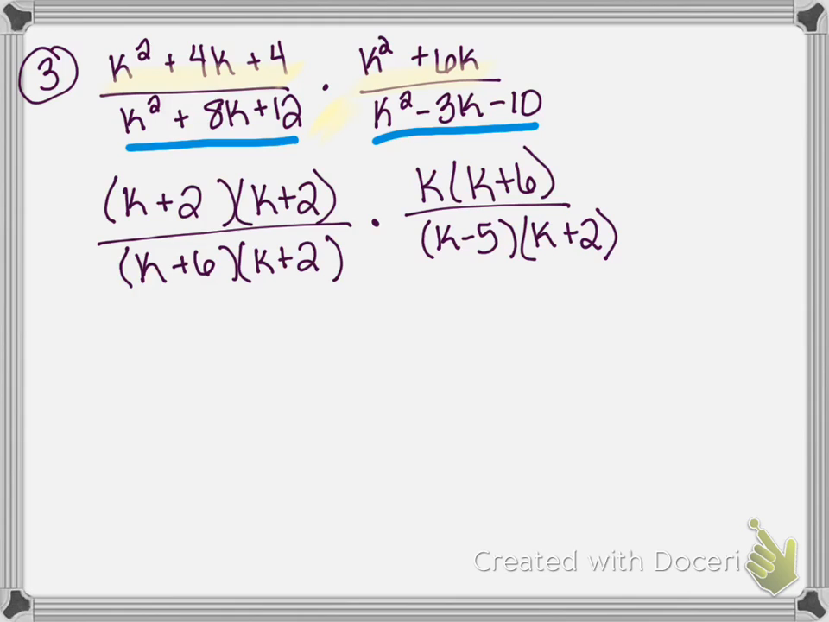Now, what you have done there is you have factored 4 different things. Last chapter, that would almost be 4 problems. Okay? So you're having to factor a lot on this test. Okay, now we mark out what's common to both. I have a k plus 2 and a k plus 2. I have a k plus 6 and a k plus 6. So I am left with a k and a k minus 5. So my final answer here is k over k minus 5.